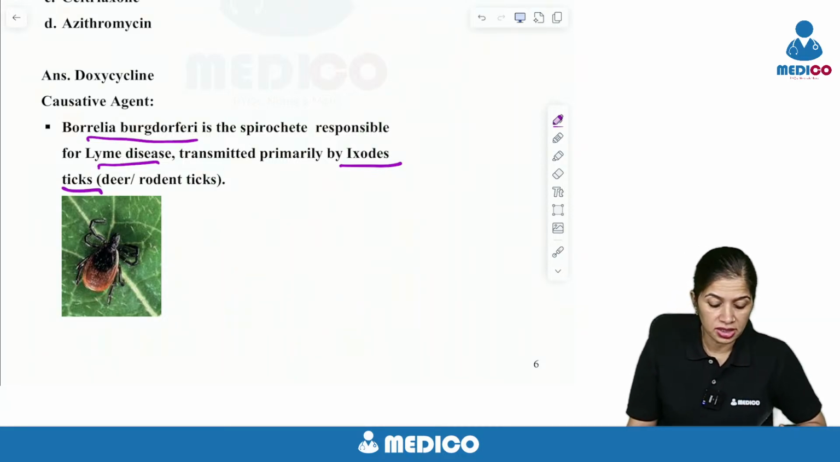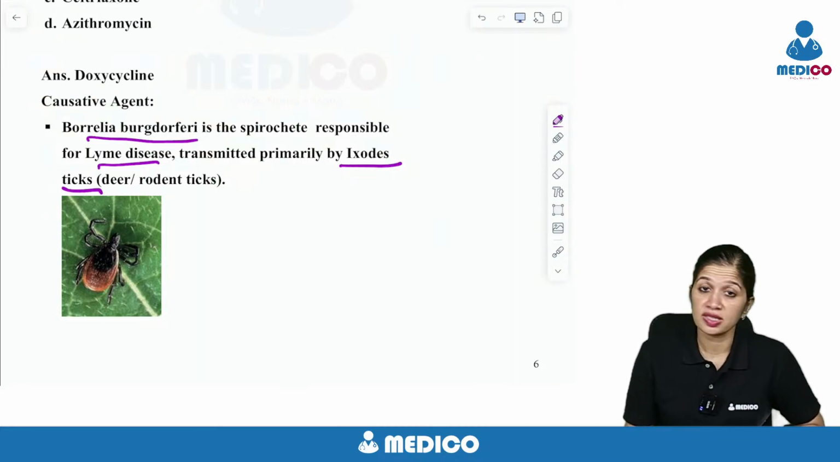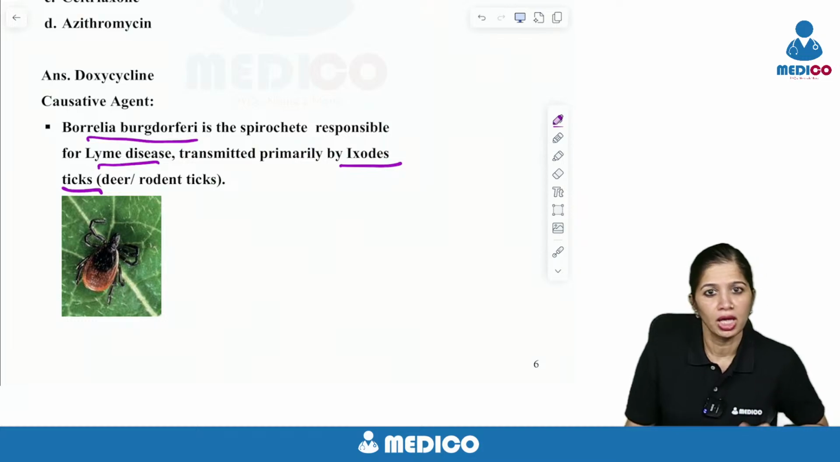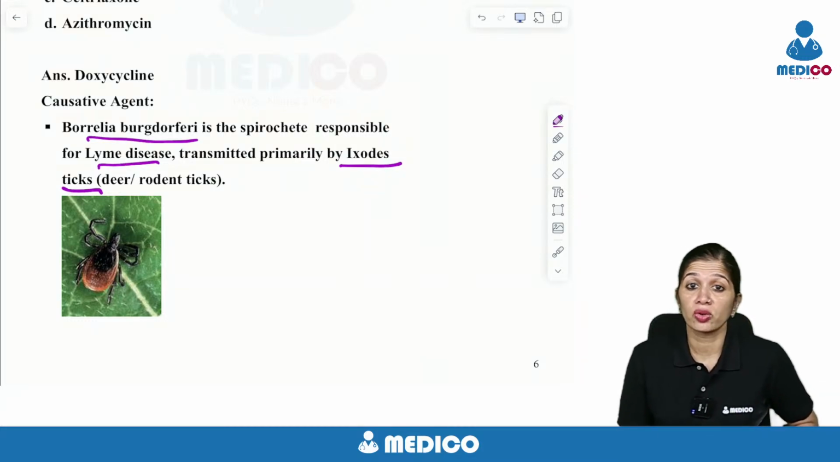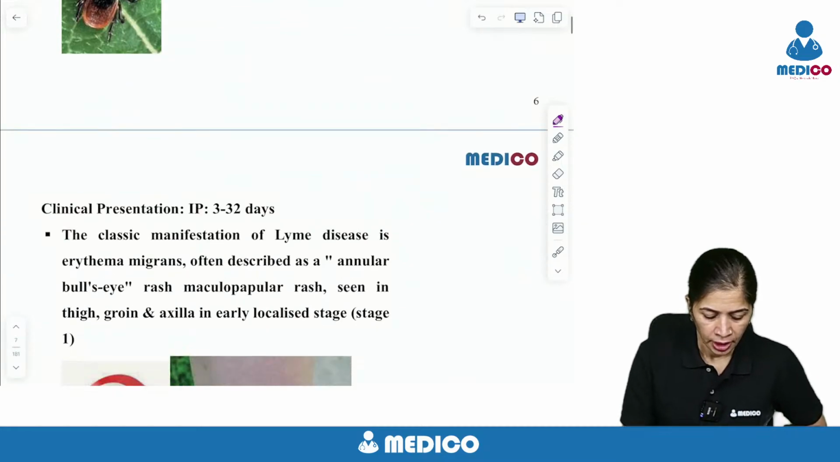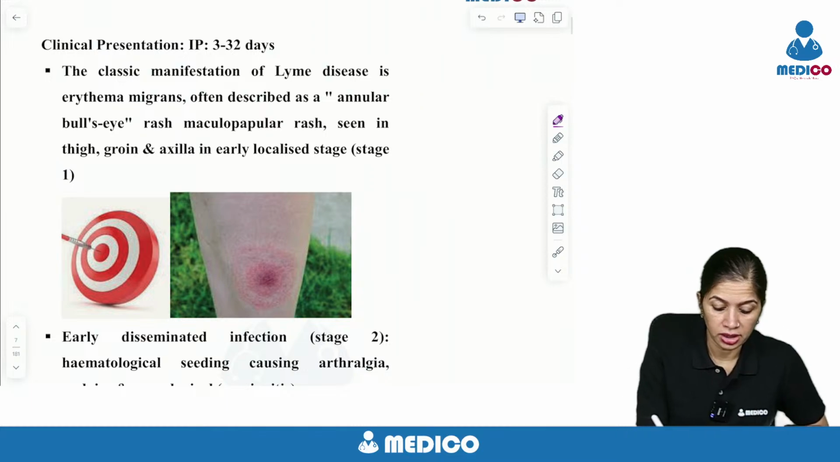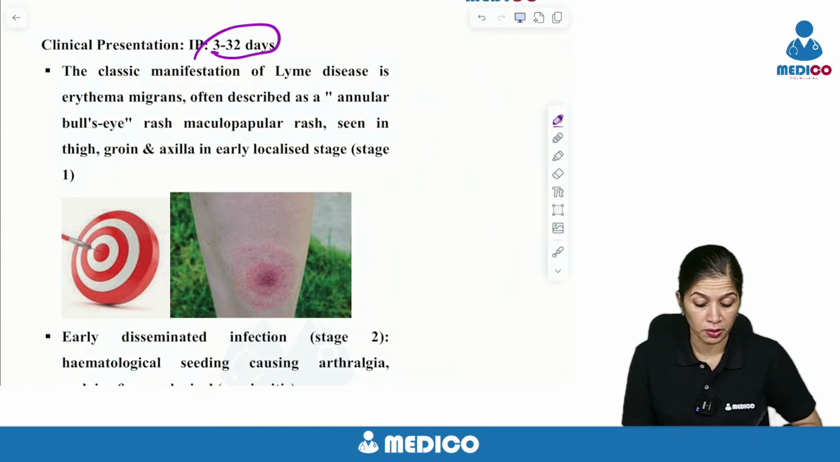It's a deer tick or a rodent tick as you call it, and this is the image of the tick. So you can try to remember, recall this image also. They can give a similar history and show the tick, and they can ask you what is the condition, okay? So the incubation period is usually under 1 month, okay? That is 3 to 32 days is the incubation period.